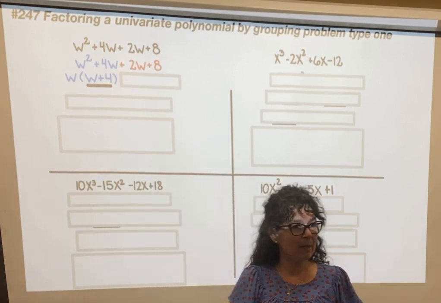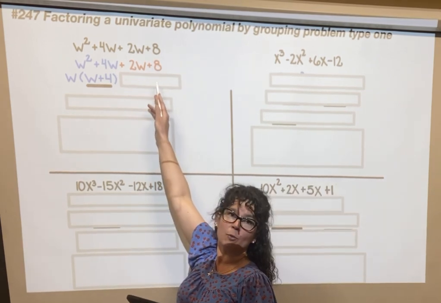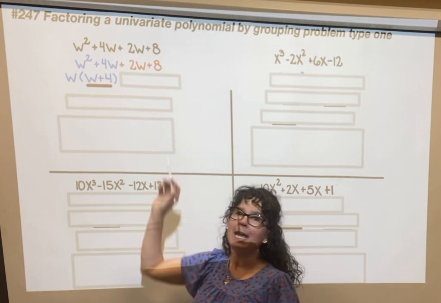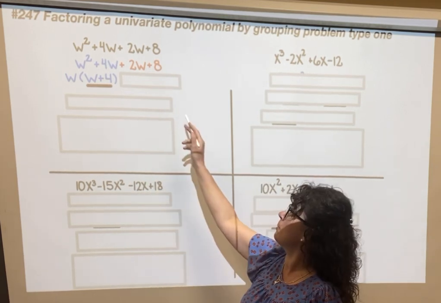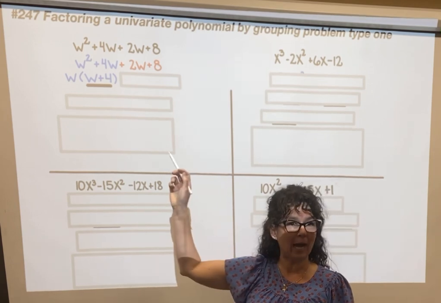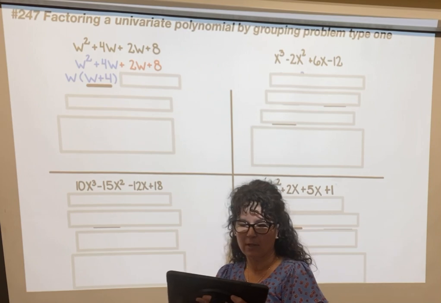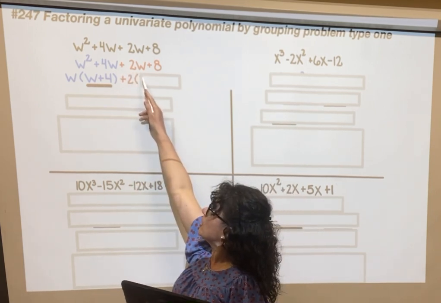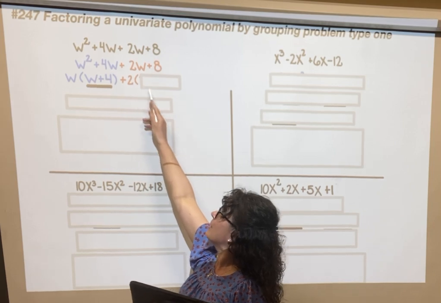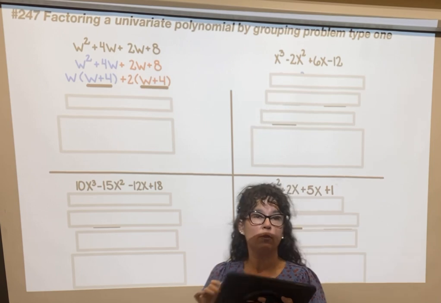I'm going to do the same thing to the back half. Focusing on the last 2 that I have in red, 2W and 8, 2 and 8 are both even. Since they're both even, I'm going to take a 2 out. Taking a 2 out of 2W, I'm going to have a W. And taking a 2 out of 8, I'm going to be left with 4.